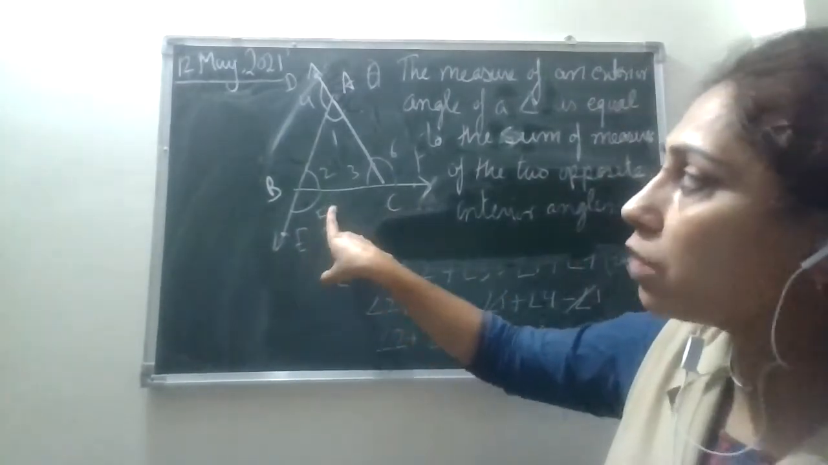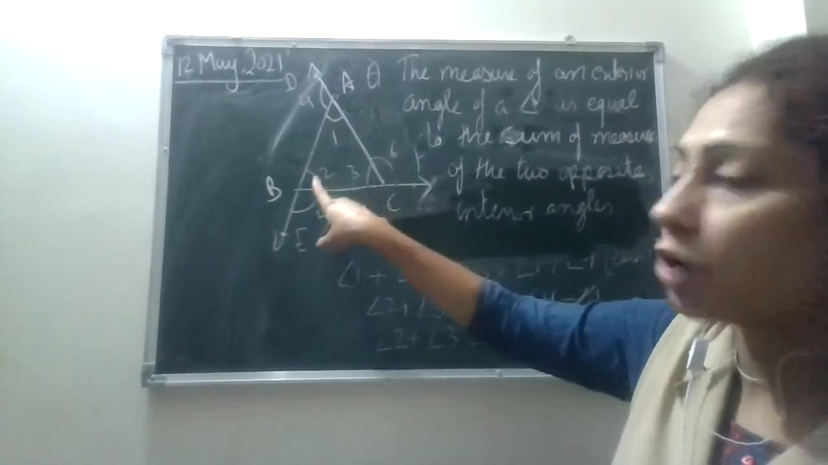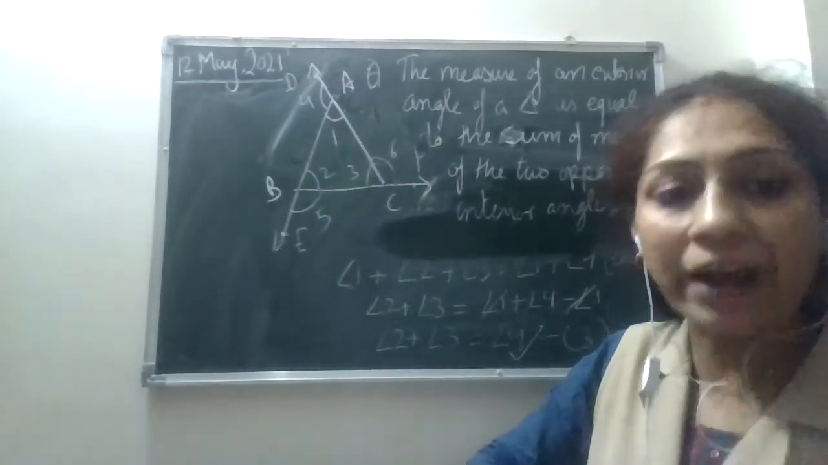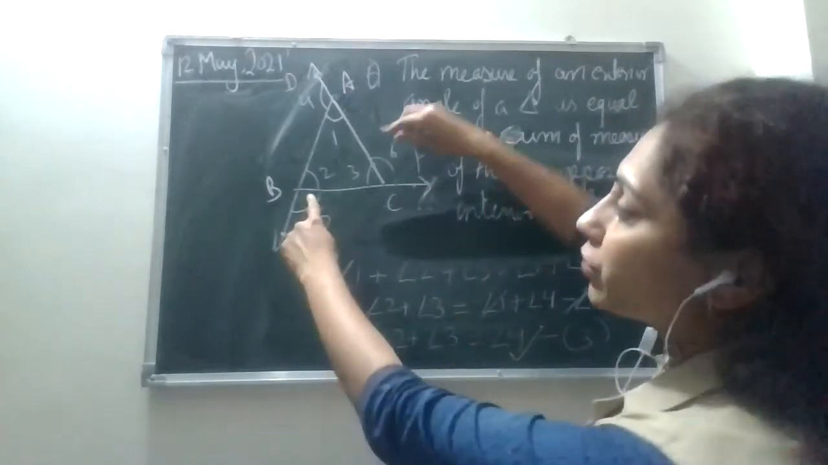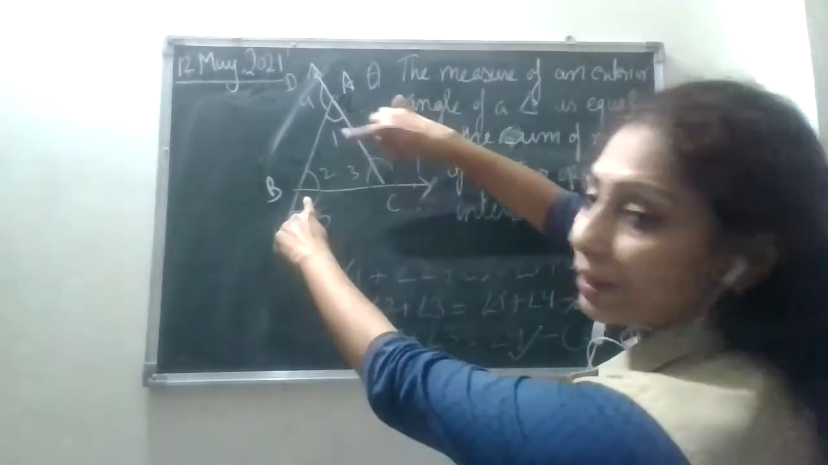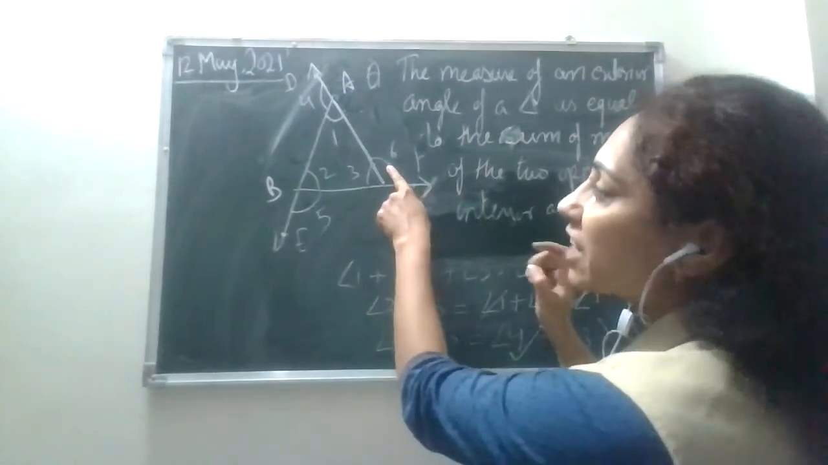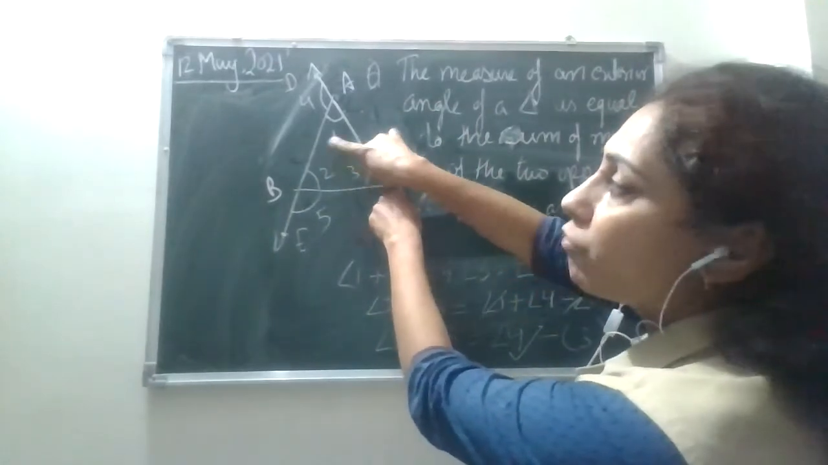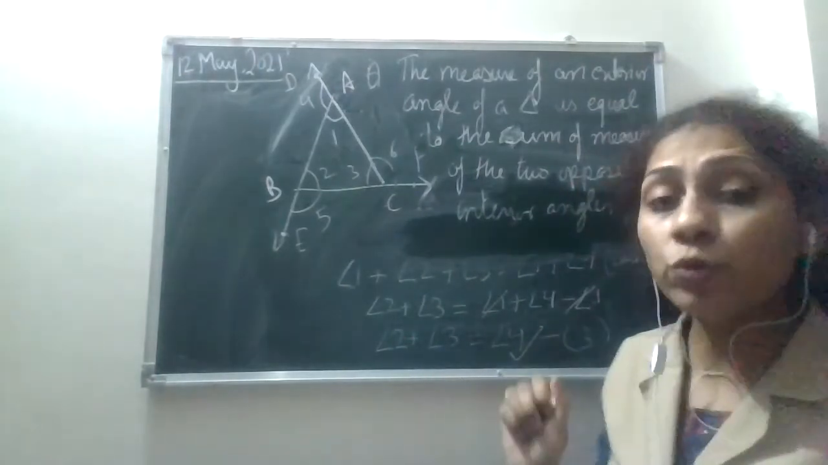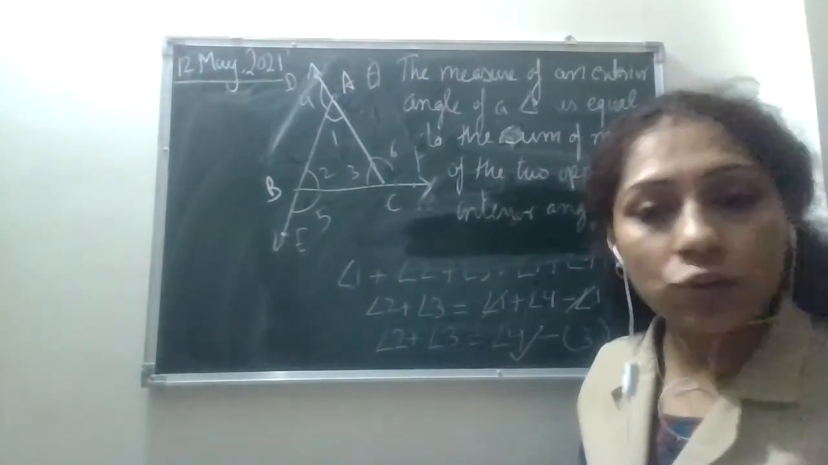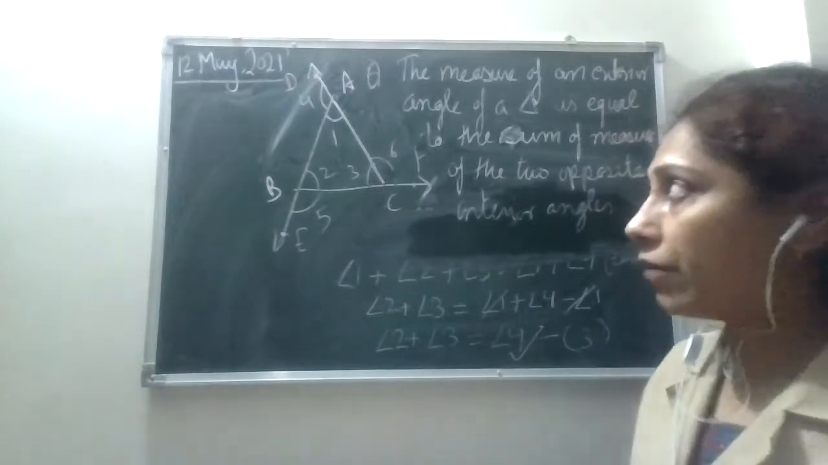Angle 5 will be equal to angles 1 and 3, not 2, because 2 is adjacent to angle 5. You have to take the opposite interior angles, not the adjacent one. So what are the opposite interior angles for 5? 1 plus 3, right? If we are taking 6, then not 3, it is 1 plus 2 equals 6. Okay, now we'll be doing certain questions and you'll get to know much more, right?